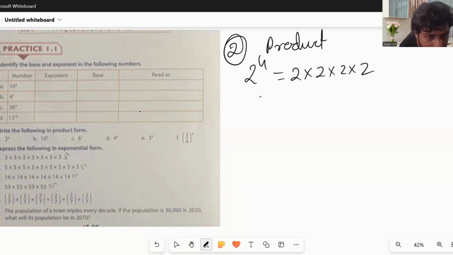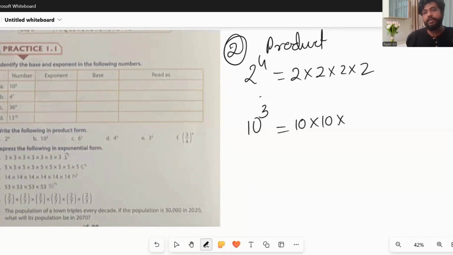I think this is 10 raised to 3. The second question is 10 raised to 3. If it is something else, you can just understand. 10 into 10 into 10. Okay.